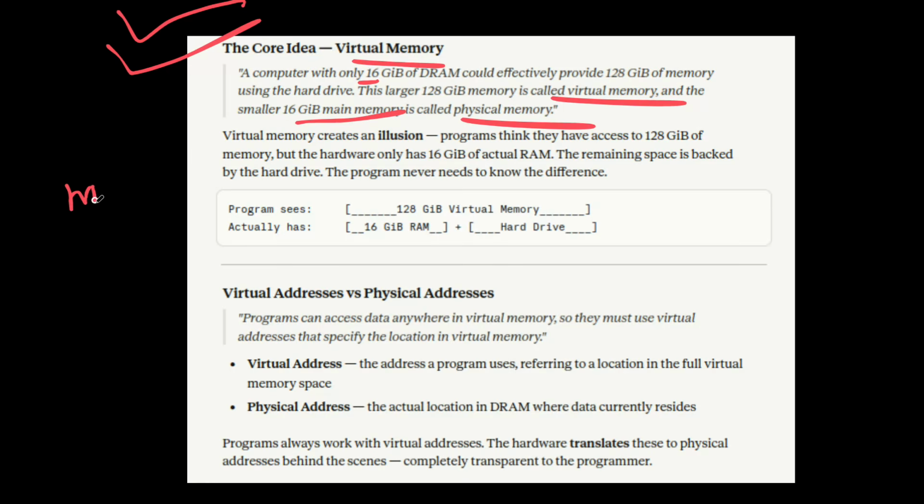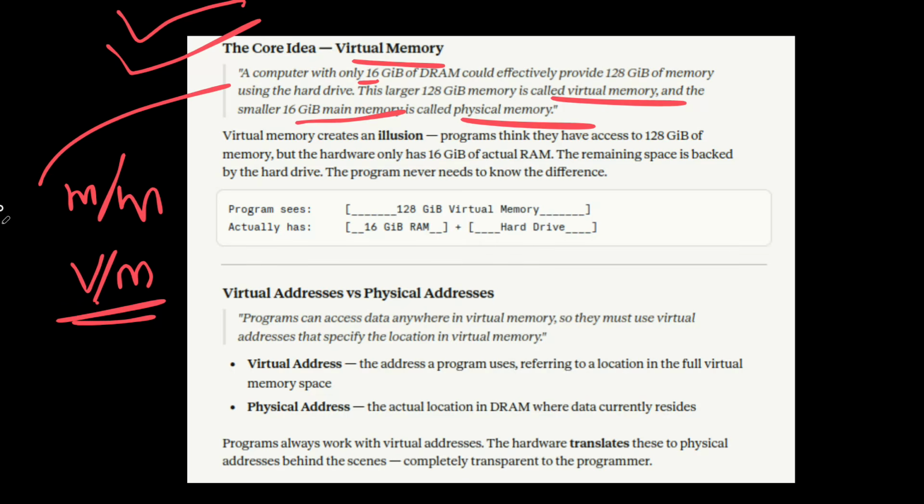Now this main memory, which is smaller, is called what? Physical memory. And the virtual memory, which is larger, is known as virtual memory itself. Okay, main memory is known as physical memory, then we have virtual memory. Virtual memory creates an illusion. Programs think they have access to 120 GB of memory, but the hardware only has 60 GB of actual RAM.